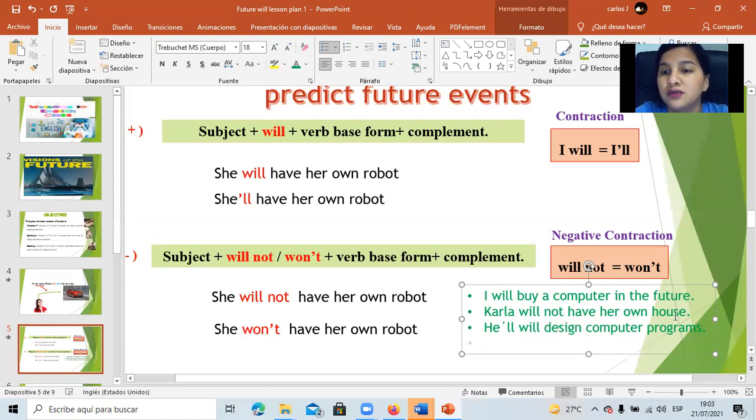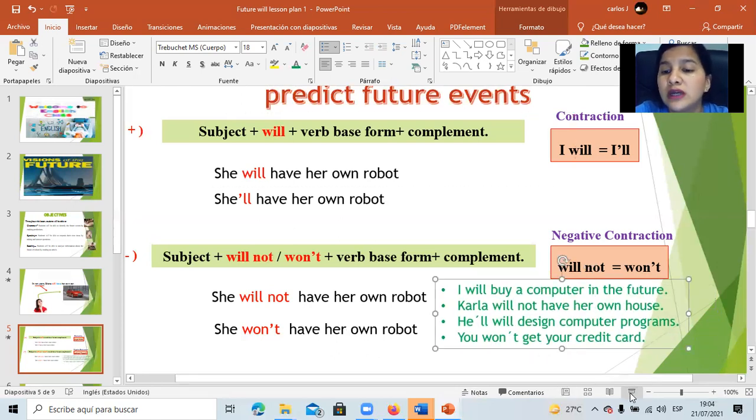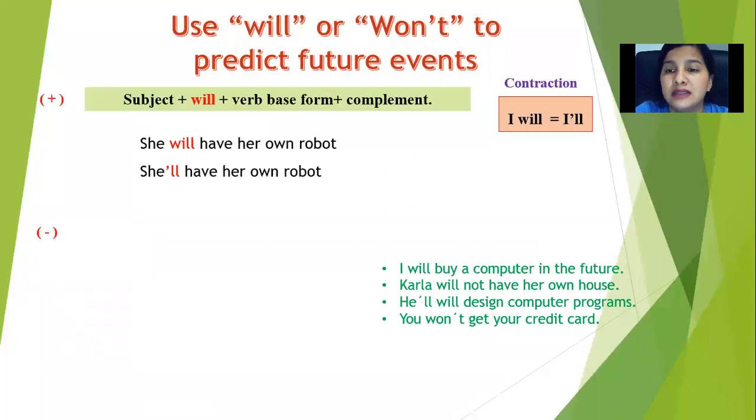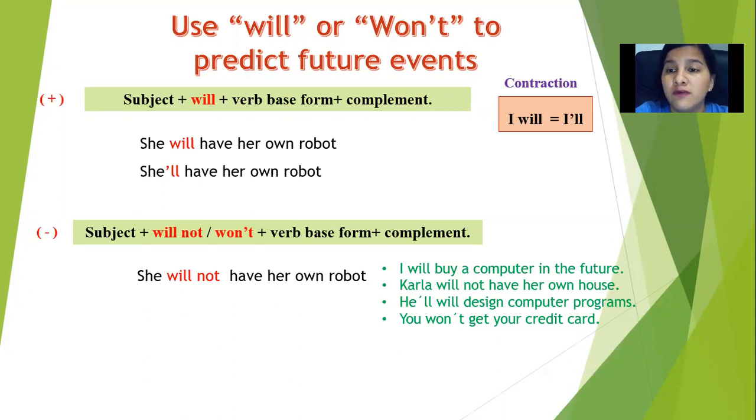And the last one, contraction with Jake with negative form. You want, okay, space here. You want get your what? You want get your credit card. Excellent example. Now, dear students, we continue working. As you can see here, we provide some examples of sentences using will for making predictions.